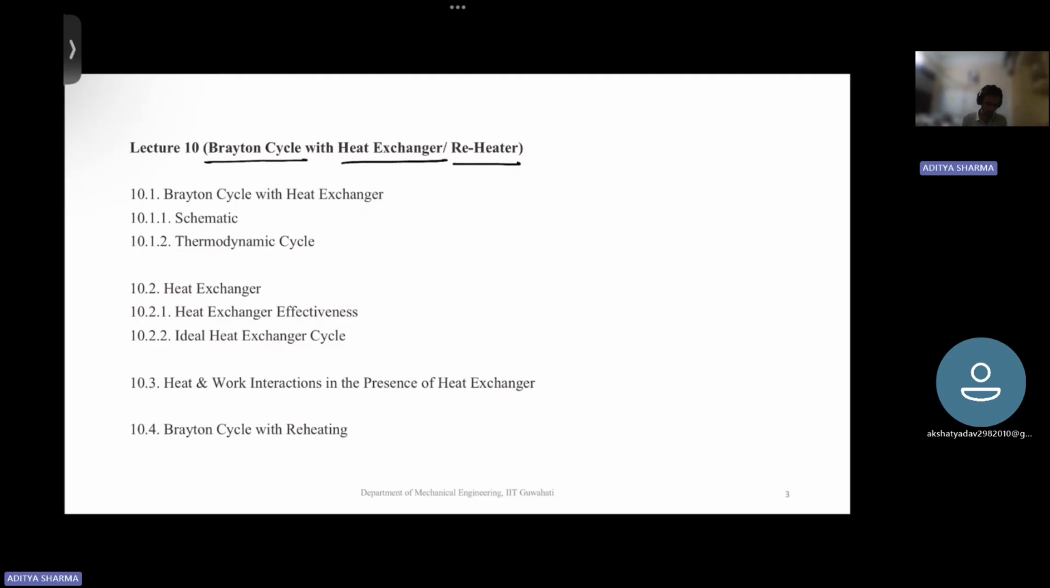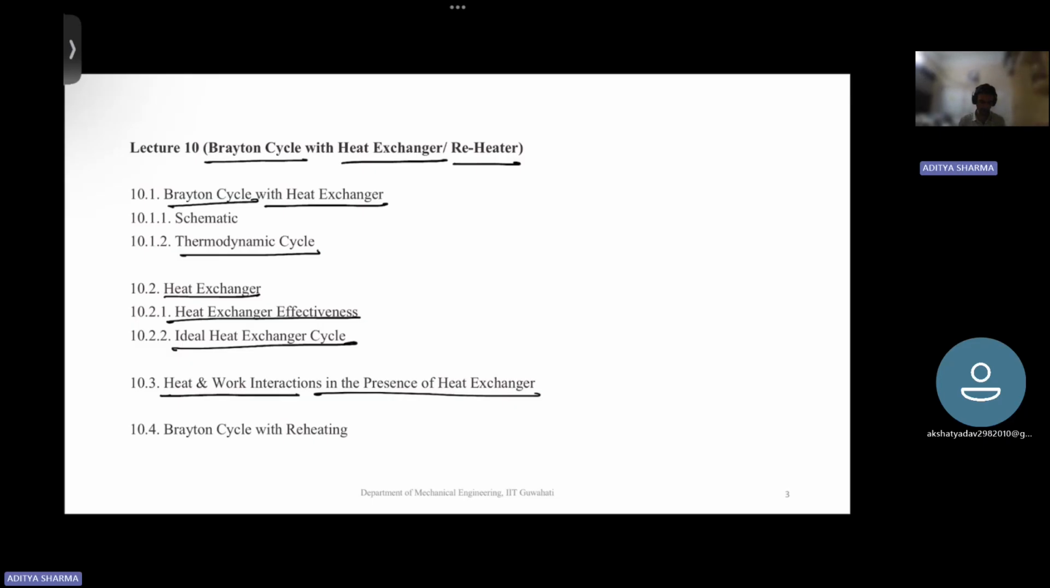The first topic here is Brayton cycle with heat exchanger. Its schematic and thermodynamic cycle have been drawn. Then effectiveness of heat exchanger has been discussed, and what is an ideal heat exchanger cycle. Then the next topic is heat and work interactions in the presence of heat exchanger. Then Brayton cycle with reheating.